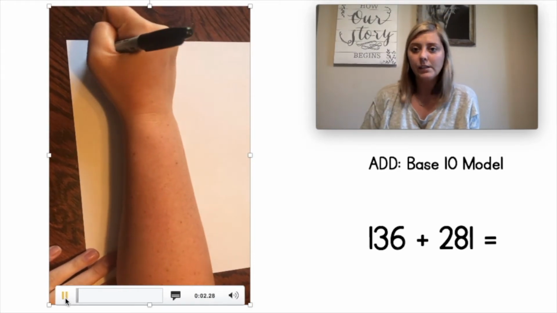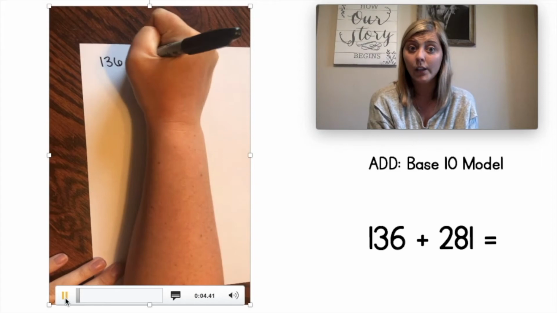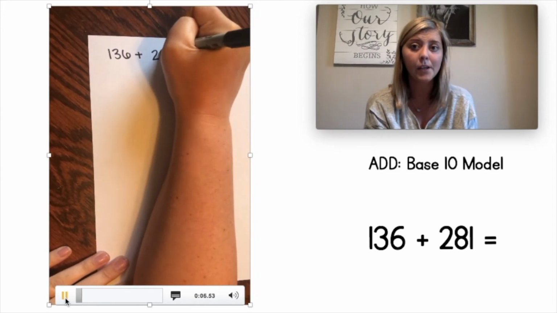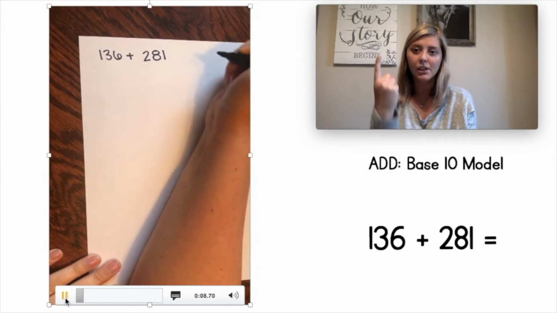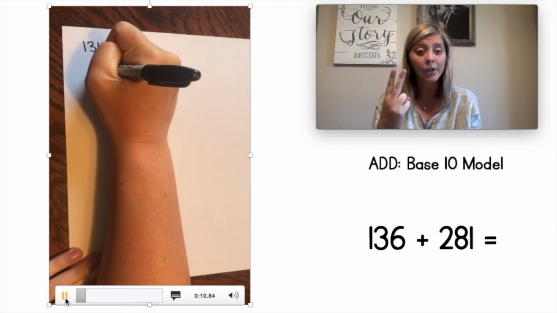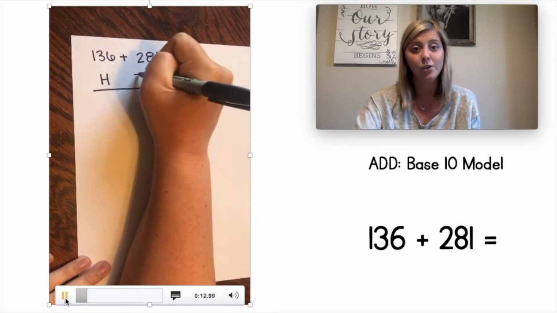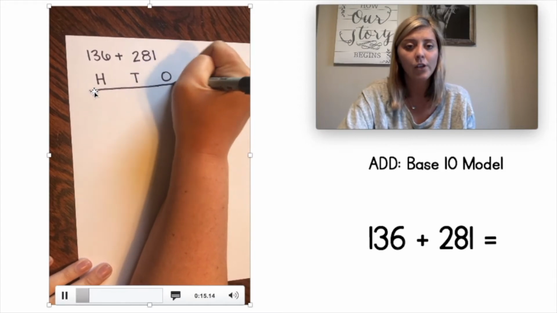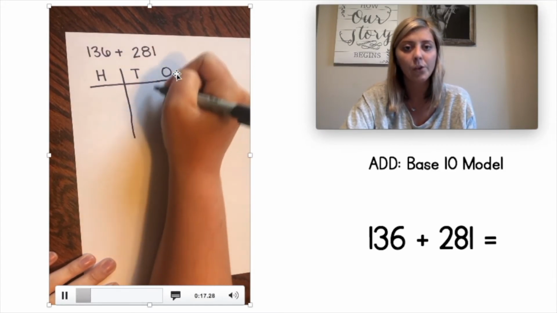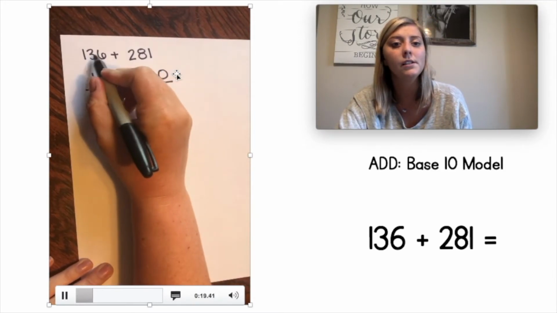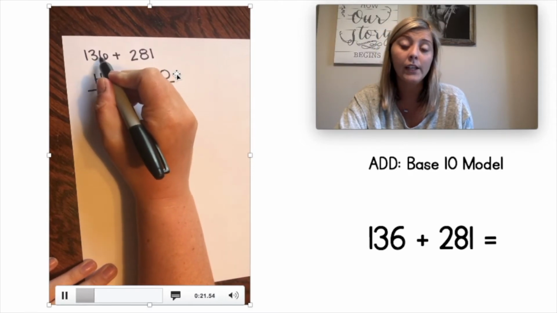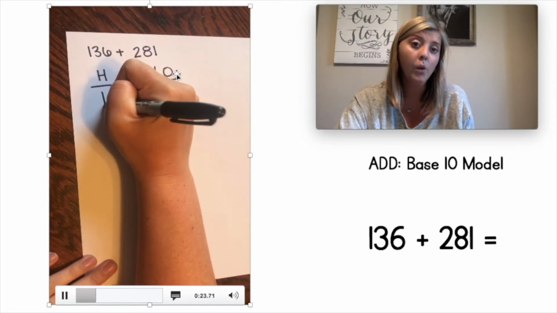When I do a base 10 model this time, I'm not just drawing a tens place and a ones place because my numbers are bigger. They're 3-digit numbers, so they're also going to have that hundreds place. So I'm going to draw an H, a T, and an O, for hundreds, tens, ones. Now I'm adding these numbers, so I need to draw both of my add-ins.